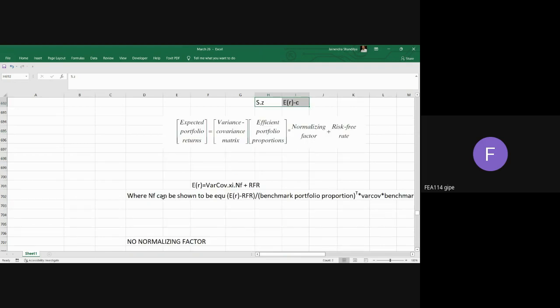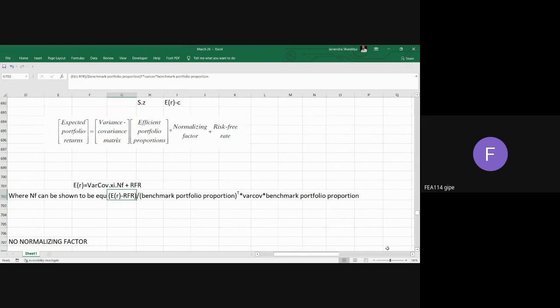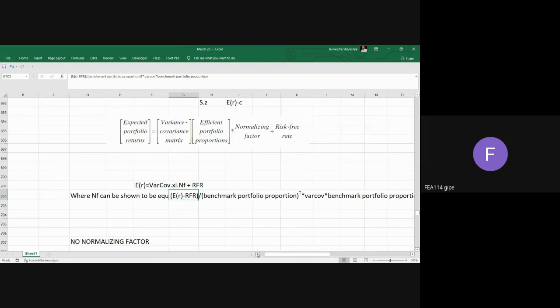So how do you get the normalizing factor? The normalizing factor is nothing but the expected return minus the risk-free rate, divided by the benchmark proportion, then the variance covariance, and then the transpose of the benchmark proportion. So all we need to do is, in the normalizing factor, subtract the risk-free rate from the expected return, and then divide it by the variance covariance matrix and the benchmark proportion.